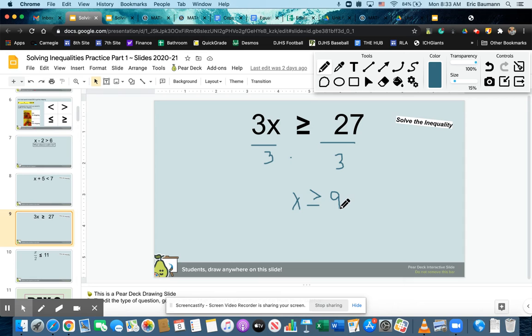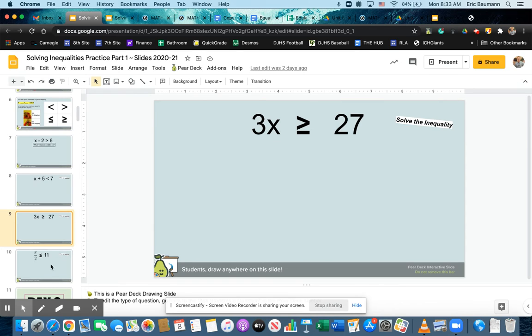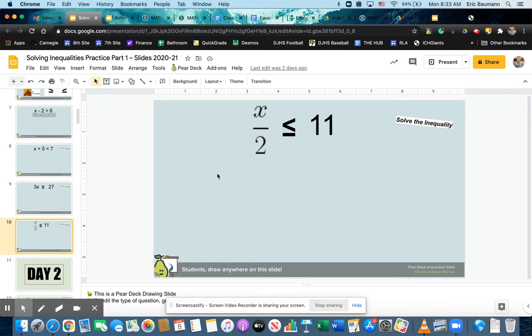All right, so if x is greater than or equal to 9, it could include 9, but it could include numbers like 10, 12, 13, 14.2, 18.5, things like that. Good job. All right, let's try one more.